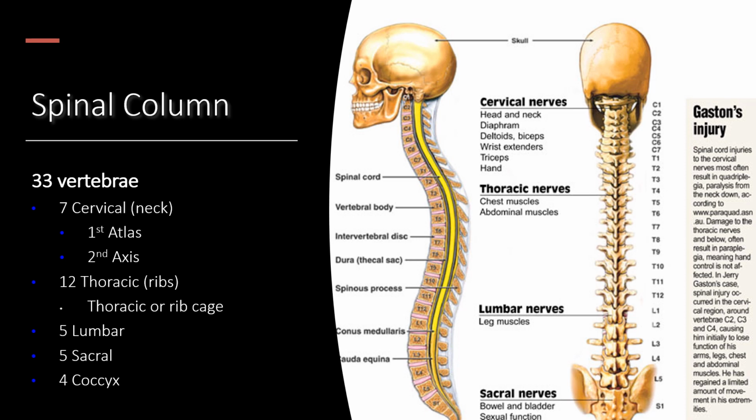12 thoracic vertebrae make up our rib cage. And these 12 thoracic vertebrae run from the cervical down to the lumbar. Below the thoracic we have the lumbar area, 5 lumbar vertebrae. Below that we have the 5 sacral or sacrum vertebrae.